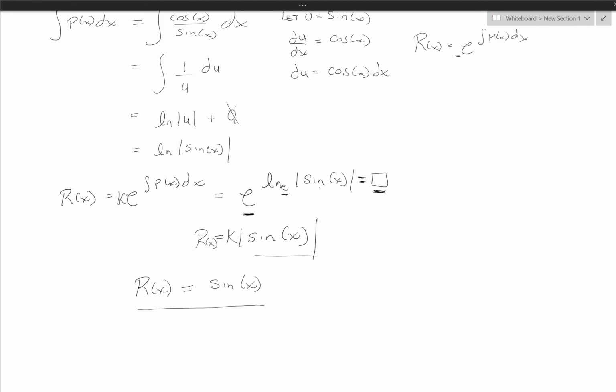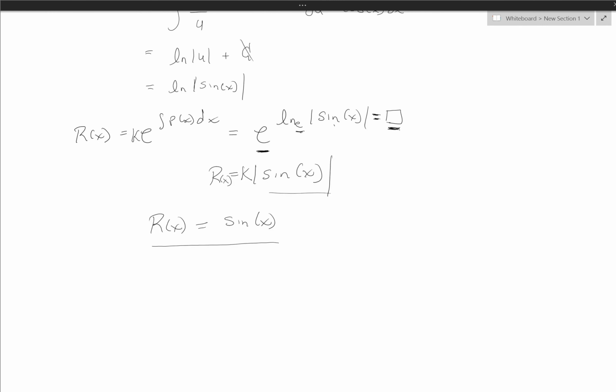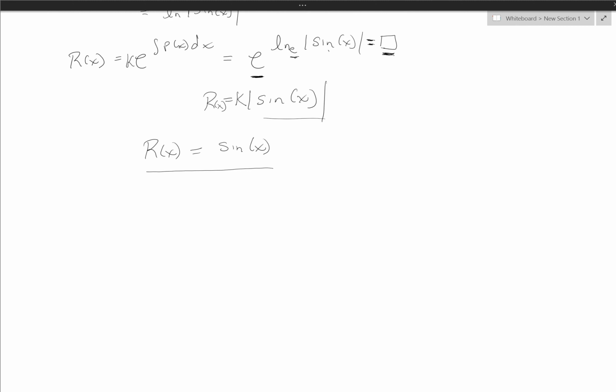Now that we have that, we can sub Rx and Qx into our solution equation. And what's our solution equation? Well, it's very simply y is equal to 1 over r times the integral of qx, or Qx, I should be consistent here, dx. So what is it? Well, it's 1 over sine of x times the integral.